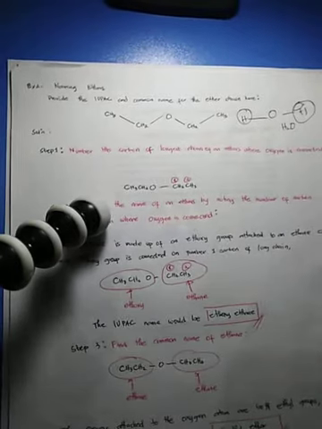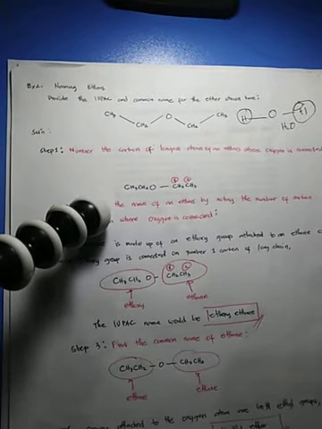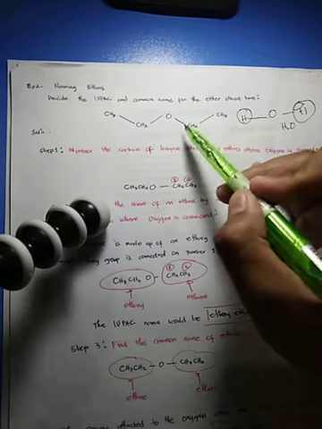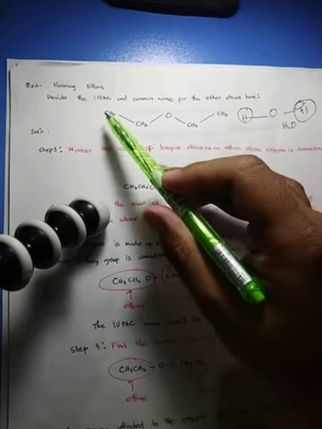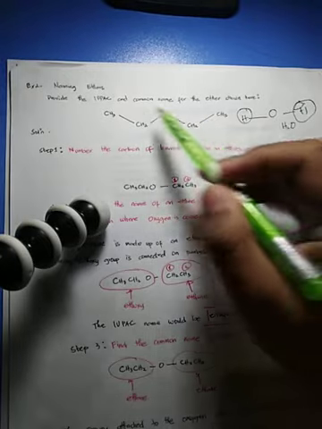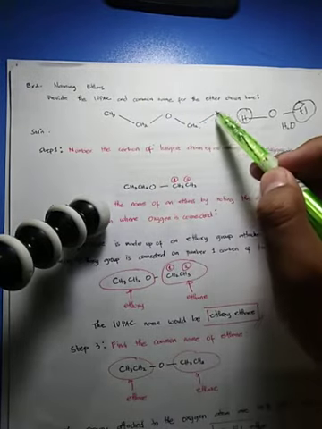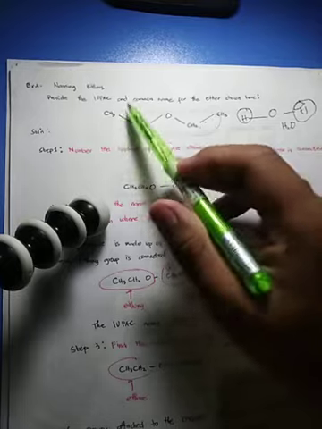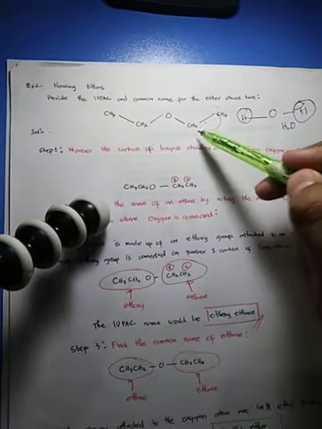For step number 1, number the carbon of the longest chain of an ether where oxygen is connected. So, in this case, yung number of carbon dito is 1, 2, tapos dito is 1, 2, so the same. So, either dito ka magbase or dito. Kahit saan dyan, as long as magkaparehas.